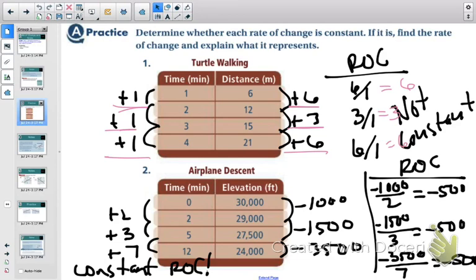So remember, you have to do your rate of change here. So you got to take negative 1,000 divided by 2, which gives us negative 500. Negative 1,500 divided by 3, which again gives us negative 500. Negative 3,500 divided by 7, which again is negative 500.